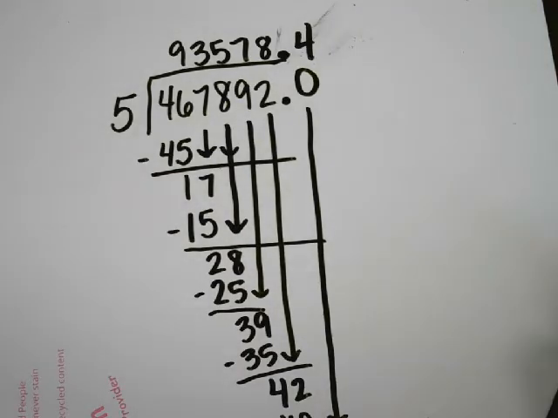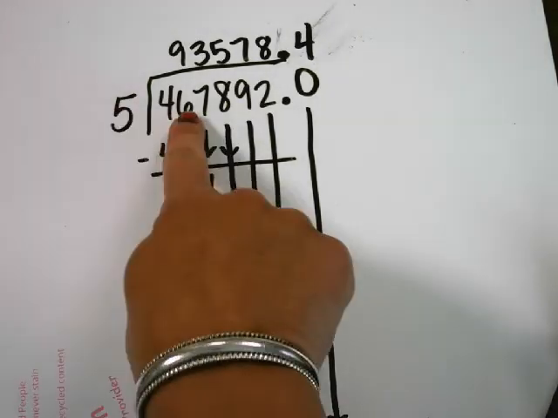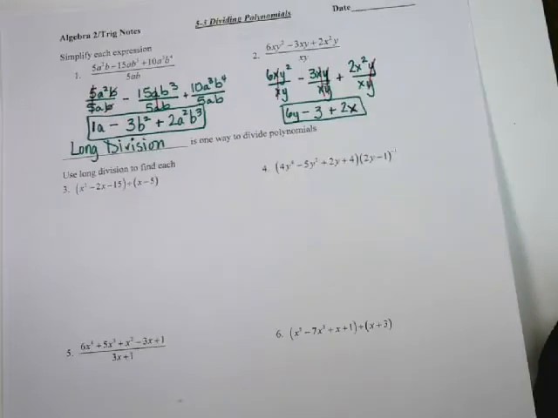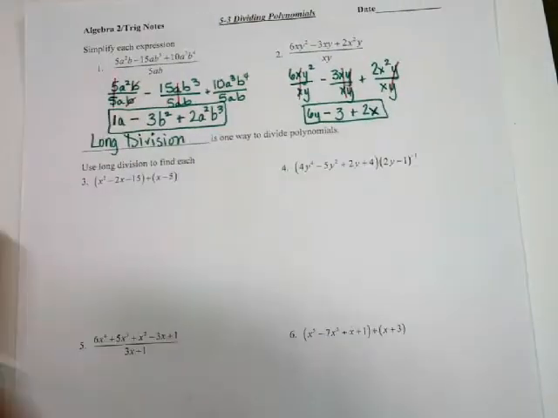Okay. Anyway, remember that? So we figured out what went into there, then we put it on top, then we multiplied and we subtracted, right? Guess what? We're going to do that same thing with polynomials. And now I got to zoom in. So yes, you do need to save yourself some room on these bad boys.